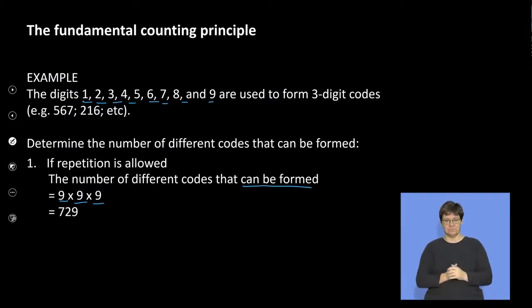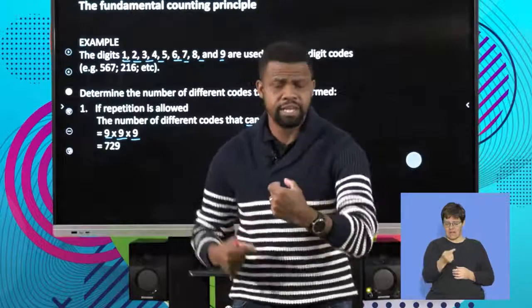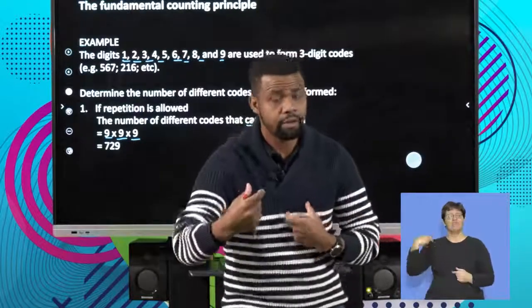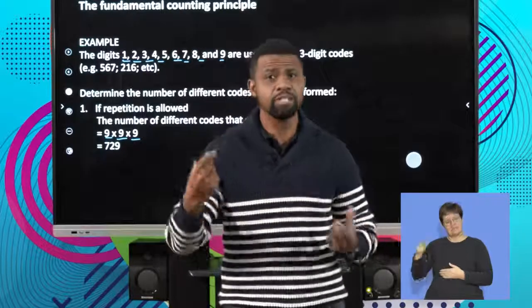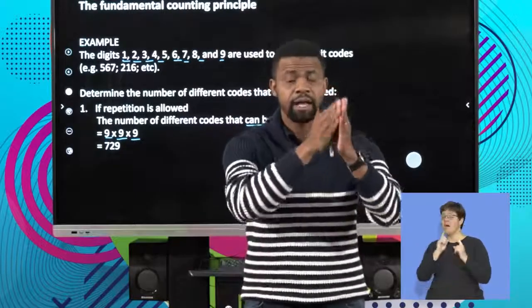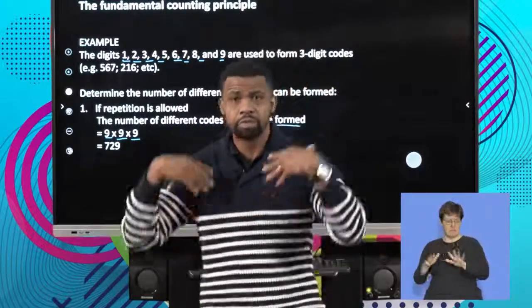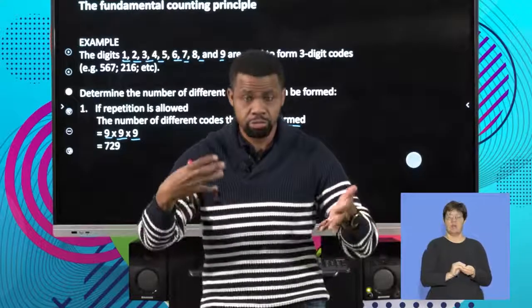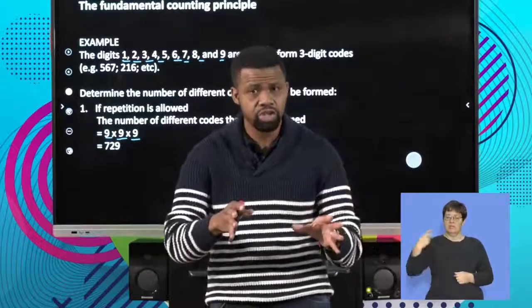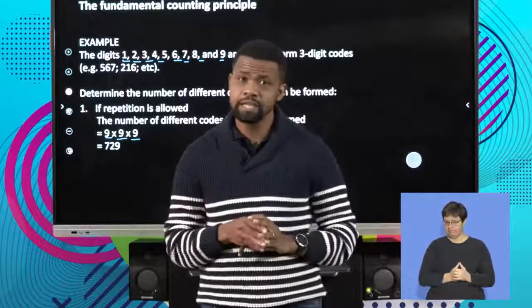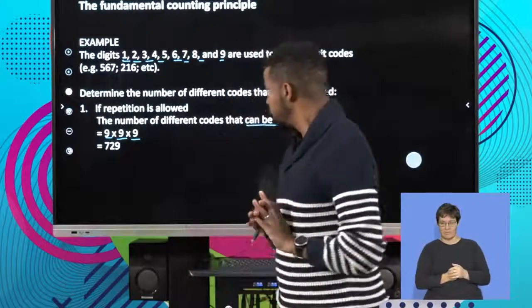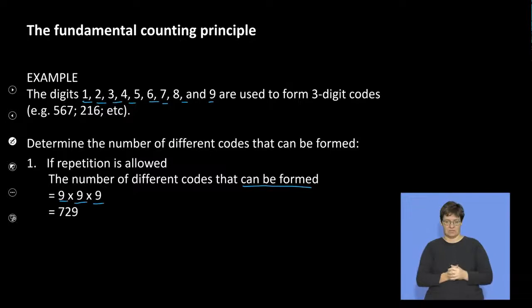For the first position, I can use 9. For the second position, I can still use 9 because I can repeat. For the third position, I can still use 9, so my answer will be 9 times 9 times 9. That will be the total number of 3-digit codes if repetition is allowed. Fantastic. Okay.